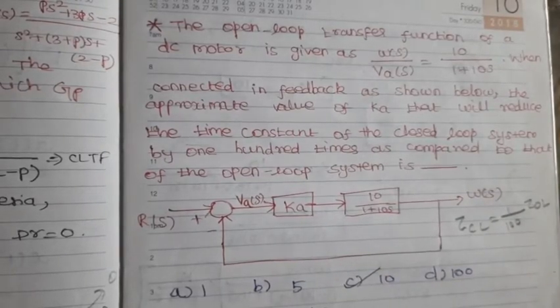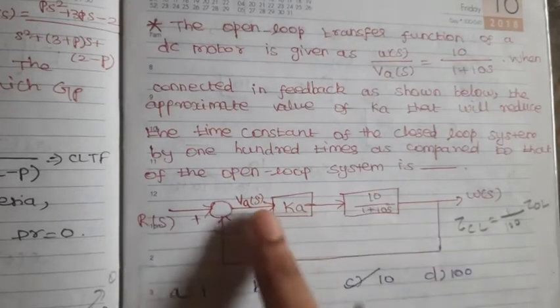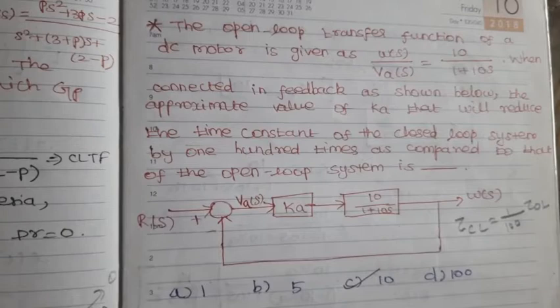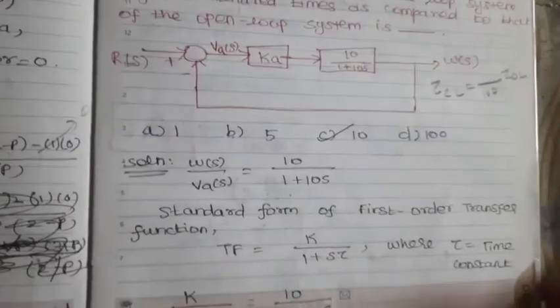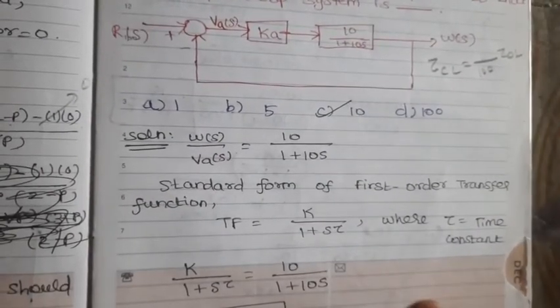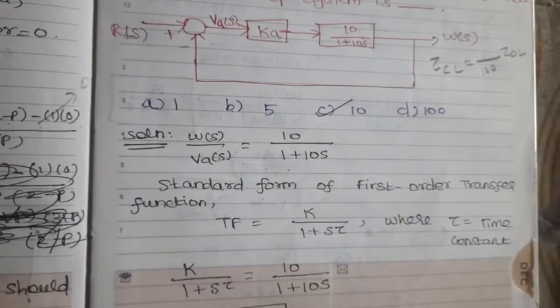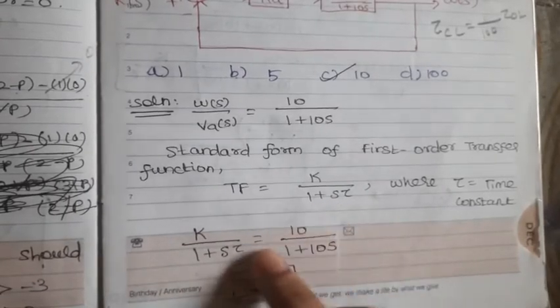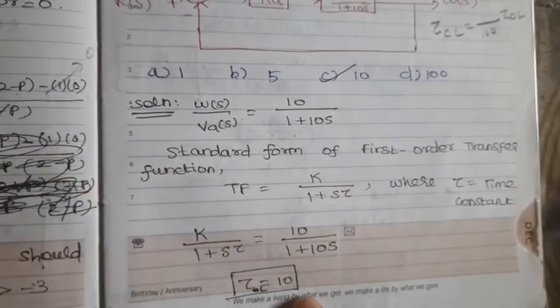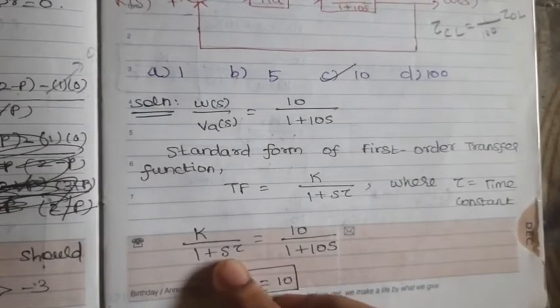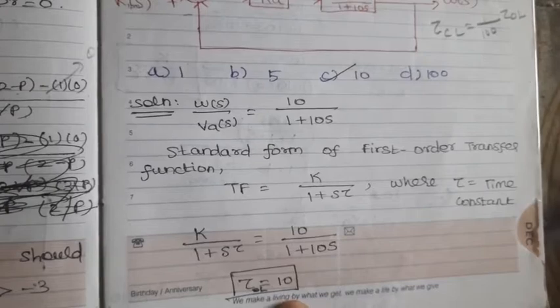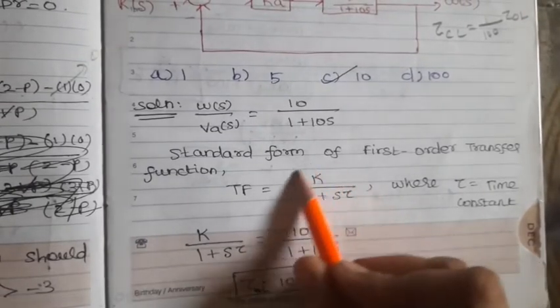So W of s by V A of s is given. Okay, so what is the standard form of a first order transfer function? K divided by 1 plus s tau, where tau is nothing but the time constant. Just compare with the standard equation K divided by 1 plus s tau. What is given? 10 divided by 1 plus 10s. From that, what is tau? Tau is equal to 10 only. Correct? This is open loop, without considering the feedback loop.